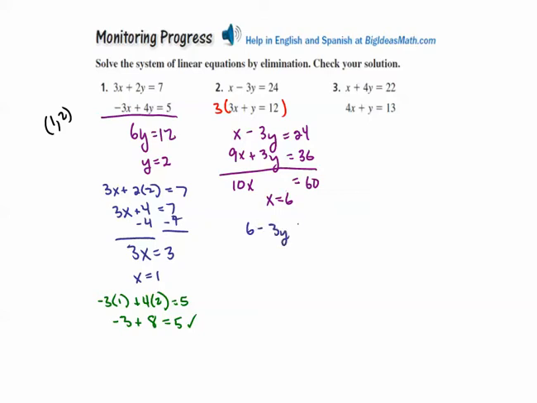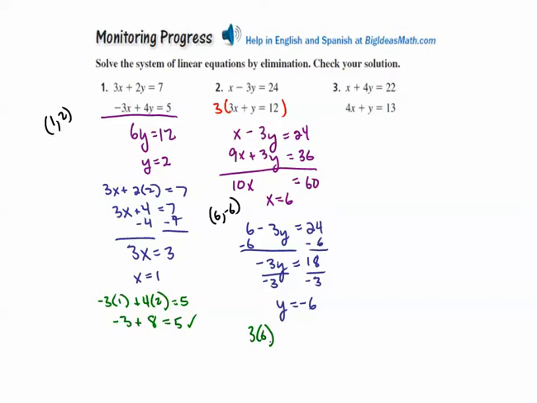6 minus 3y is equal to 24. Subtracting 6 on both sides, we get negative 3y is equal to 18. Dividing both sides by negative 3, I get y is equal to negative 6. So it appears that my solution is x is 6, y is negative 6, but before I can be sure, I need to check that in the second equation.